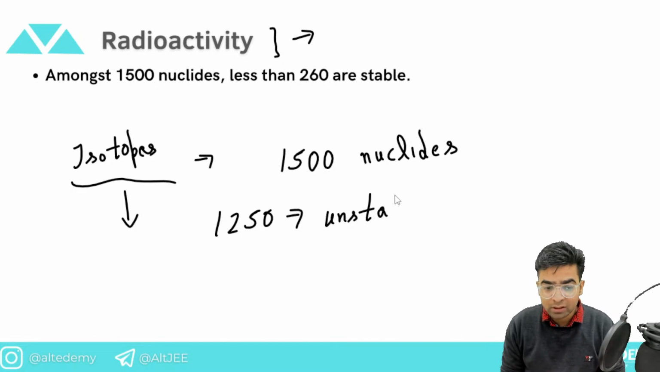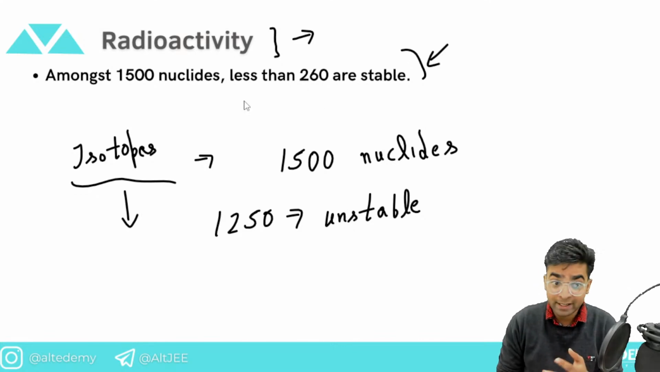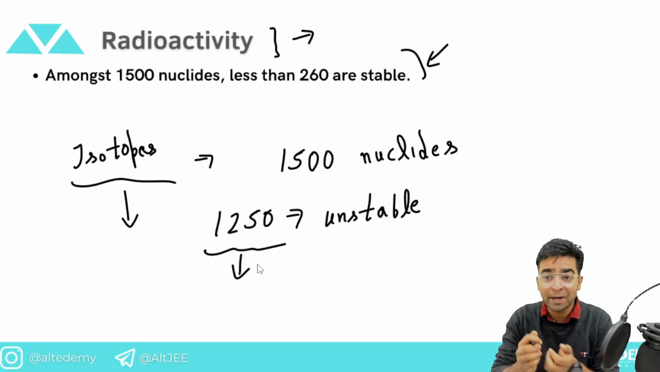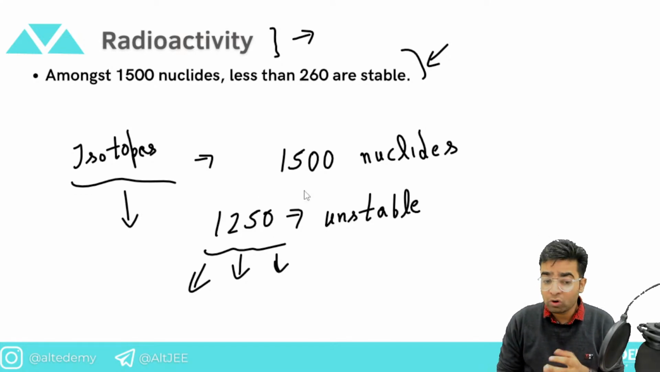Majority of them are unstable, and less than 260 are stable. So what is happening with them? They are breaking down apart and emitting some stuff and getting stable. So only around 250, less than 260, are stable.